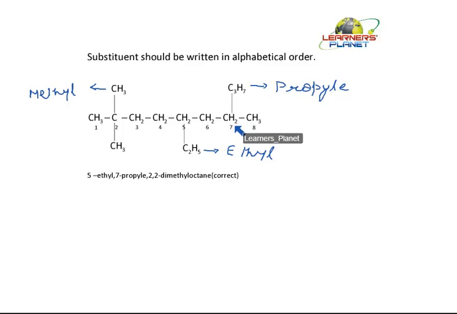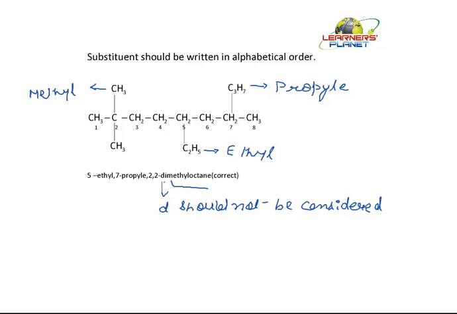Less number to E, then to P, then to M. So this is what? 5-ethyl, 7-propyl and 2,2-dimethyl octane. Now students, remember here, you will not consider this D. This D is coming first, so it should get the less number, but what you are going to consider is M. While naming, D should not be considered. For writing in alphabetical order, what should be there is M first.